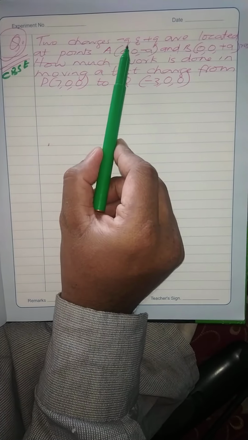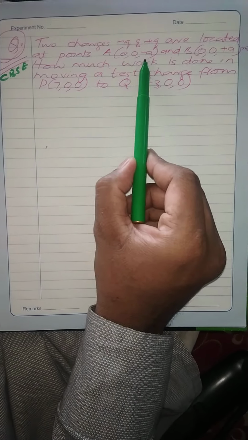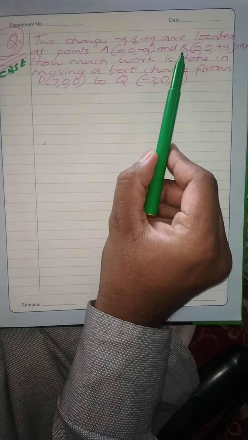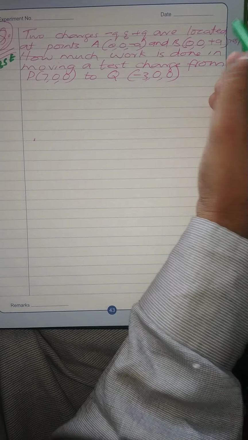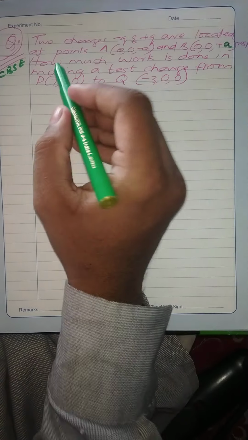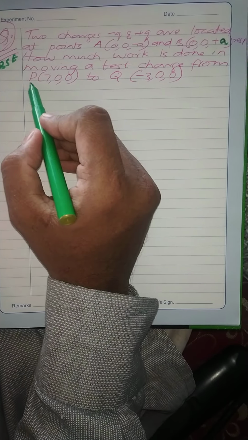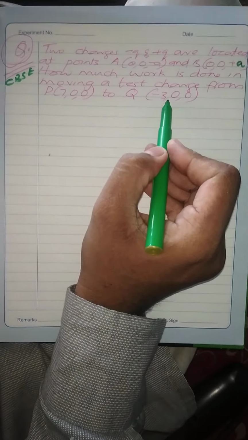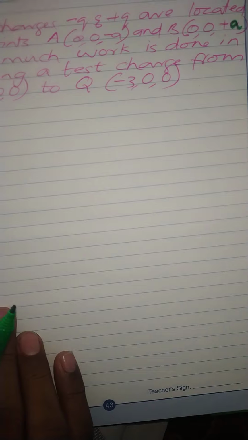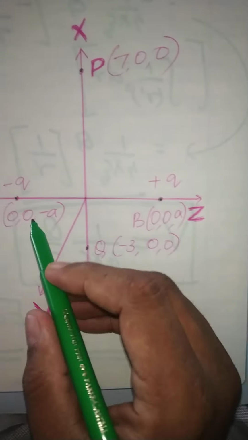The two charges minus q and plus q are located at points A, which is given by the coordinates 0, 0, minus A, and B, which is given by the coordinates 0, 0, plus A respectively. This is A, okay. How much work is done in moving a test charge from point P, which is given by the coordinates 7, 0, 0, to Q, which is given by the coordinates minus 3, 0, 0. The figure of the same is drawn here, as you can see.